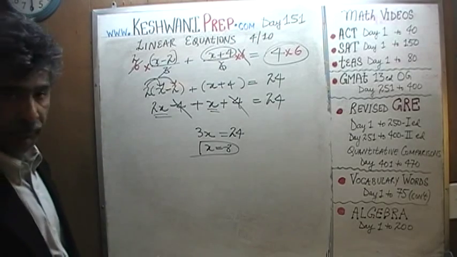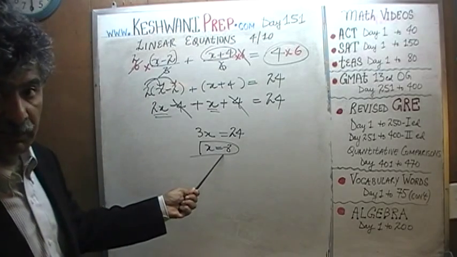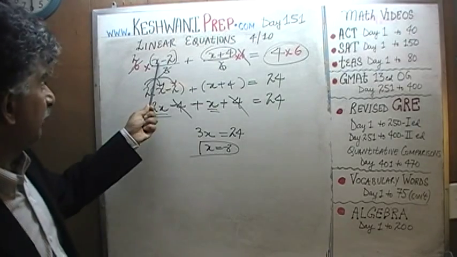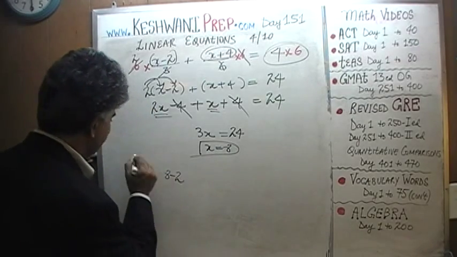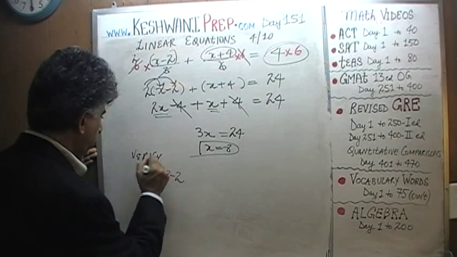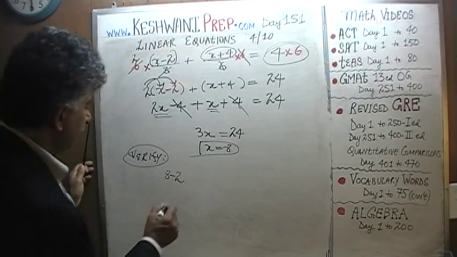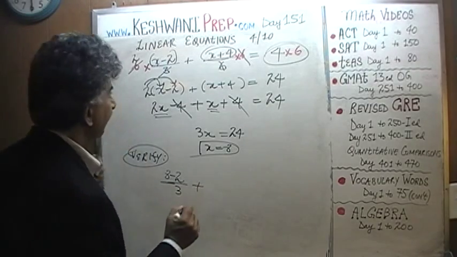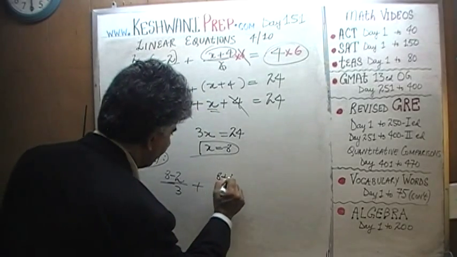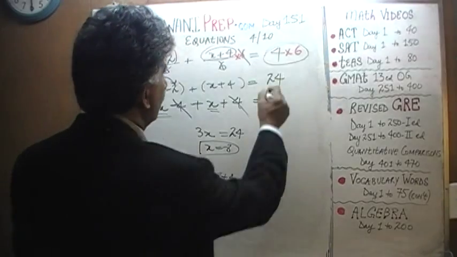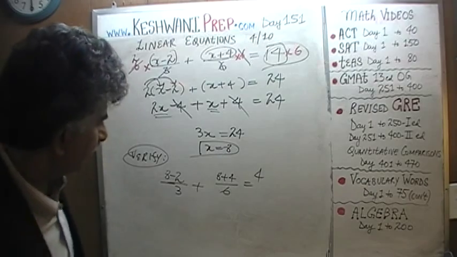So let's verify, shall we? We're going to substitute this value of x that we're claiming. We're claiming that x equals 8, and we're going to put it back in here. So we have x minus 2 over 3, that will be 8 minus 2 over 3, plus 8 plus 4 over 6. And that has to equal the quantity that was given to us, which was 4.